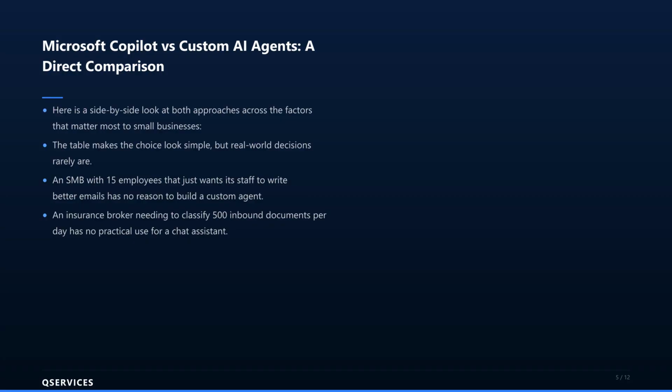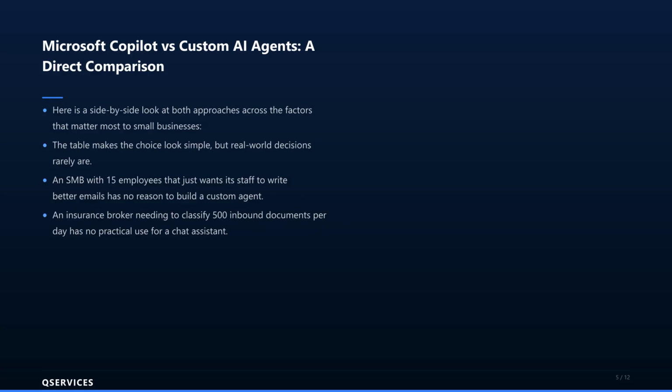Microsoft Copilot versus custom AI agents, a direct comparison. Here is a side-by-side look at both approaches across the factors that matter most to small businesses. Factor: Microsoft Copilot, custom AI agents. Setup time: hours to days, days to weeks. Technical skill required: low, M365 admin; medium to high. Customization depth: limited to Microsoft apps; unlimited. Cost model: per user subscription; build plus hosting. Autonomous action: no, prompt driven; yes, event driven. Integration breadth: Microsoft 365 apps and services; any API or system. Best for: individual productivity; end-to-end process automation. Scalability: scales with seat count; scales with compute.